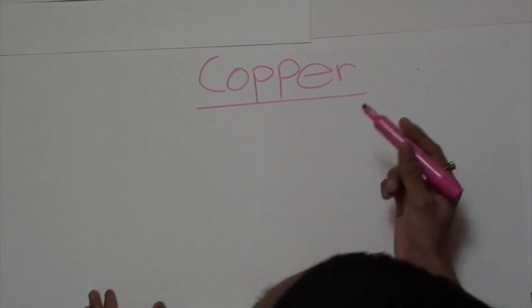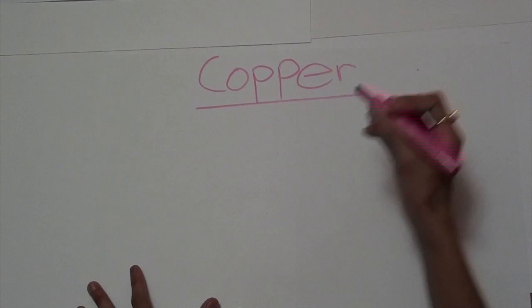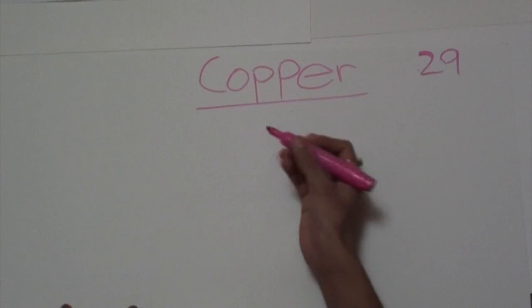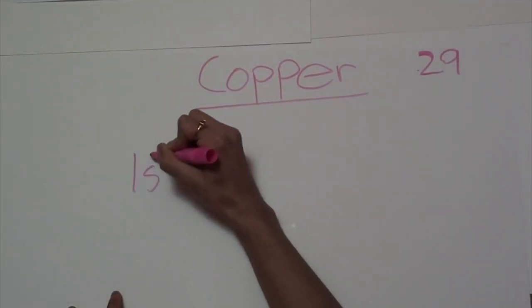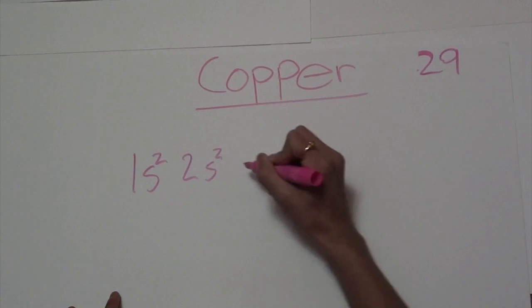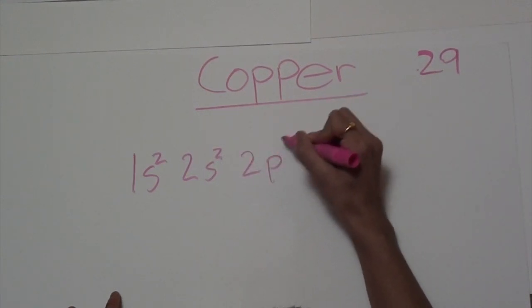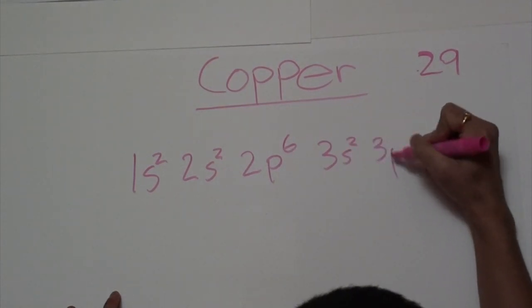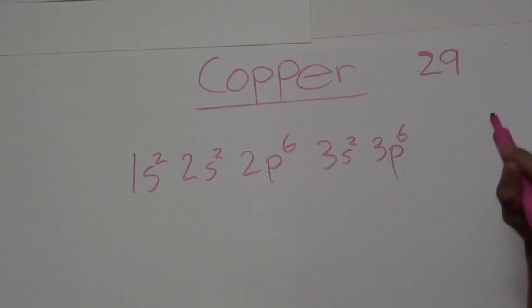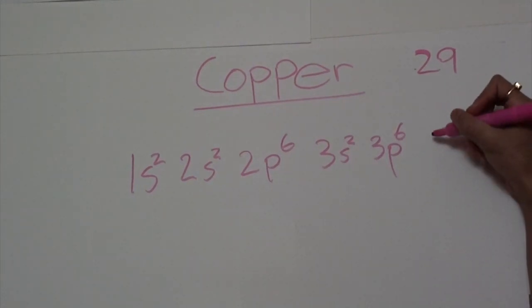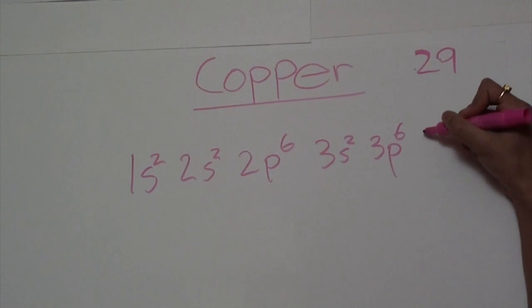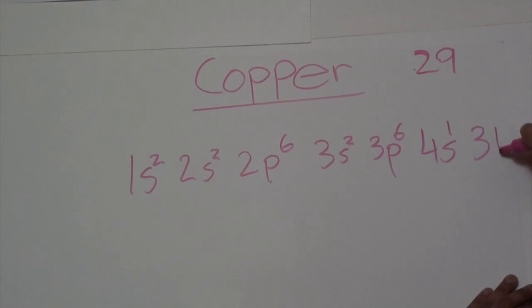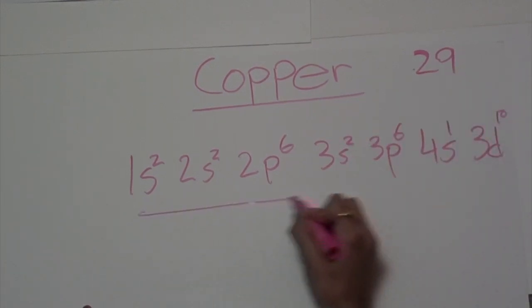So let's use copper as an example. So copper, we know, has 29 electrons. So the electron configuration is going to be 1s2, 2s2, 2p6, 3s2, 3p6. Now, pay attention closely. Instead of having a 4s2 subshell, it's gonna have a 4s1, and then it's gonna give the next subshell the electron. So 3d10. This is the correct way to write it.